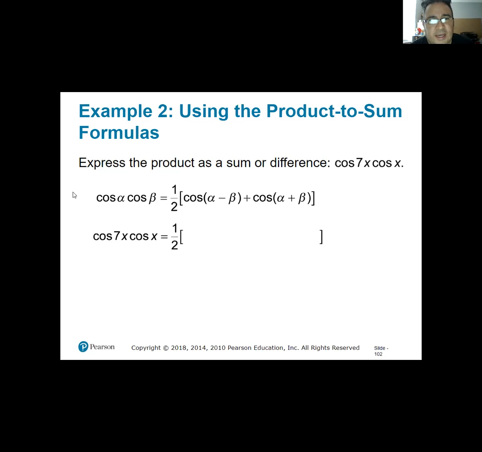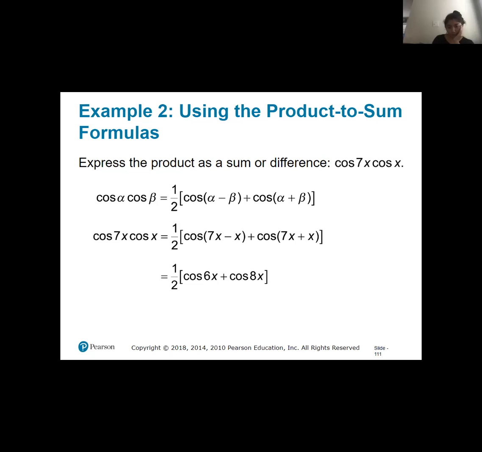And this is 1/2, and then cosine of 7x minus x plus cosine of 7x plus x, and then simplify. So I get 1/2. What's 7x minus x? 6x. Very good. Good, Haley. 6x. And then plus 7x plus x is 8x. Very good. Good job.